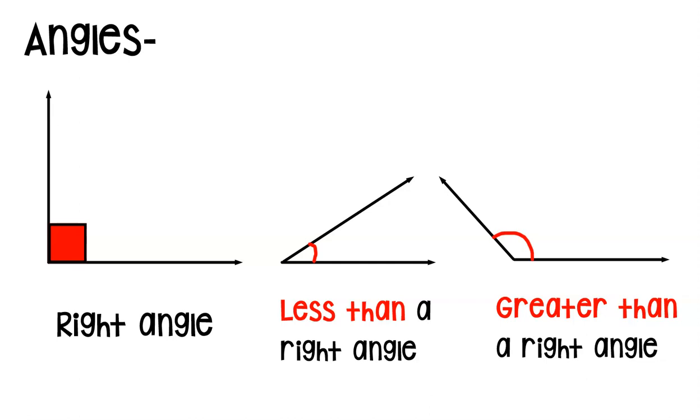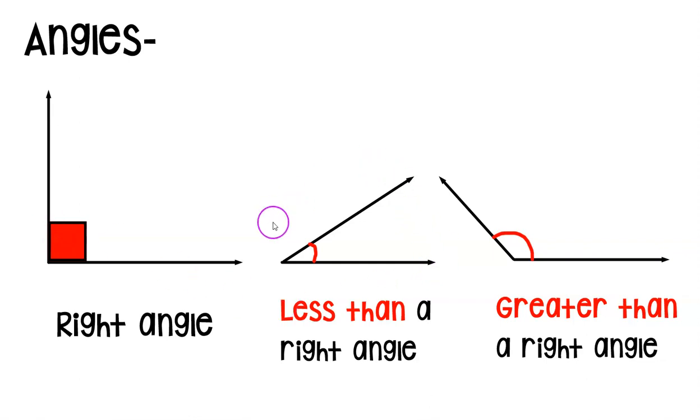The first type of angle is called a right angle. This angle is a right angle because I can take this red square and it will fit directly, perfectly in that angle. That angle, a right angle, is 90 degrees. You can fit a square perfectly in that angle.